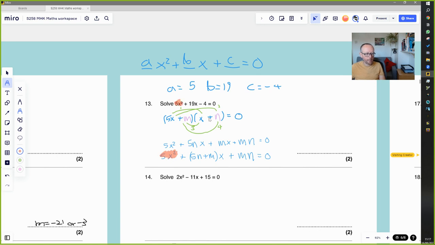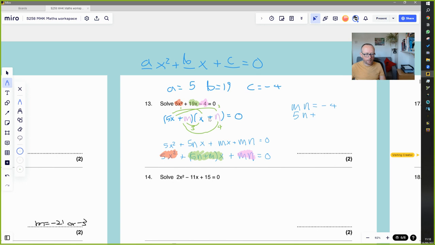So that's fine. Now we can see why I was coming up with 5x times x, because it has to produce 5x squared eventually. Then the middle expression, all of this bit here, would have to equal that. And then the final expression, m times n, would have to equal not 4, but actually negative 4, because when you take away 4, that's the same as adding negative 4. So that means that I can say that m times n is equal to negative 4. And I can also say that 5n plus m must be equal to 19.